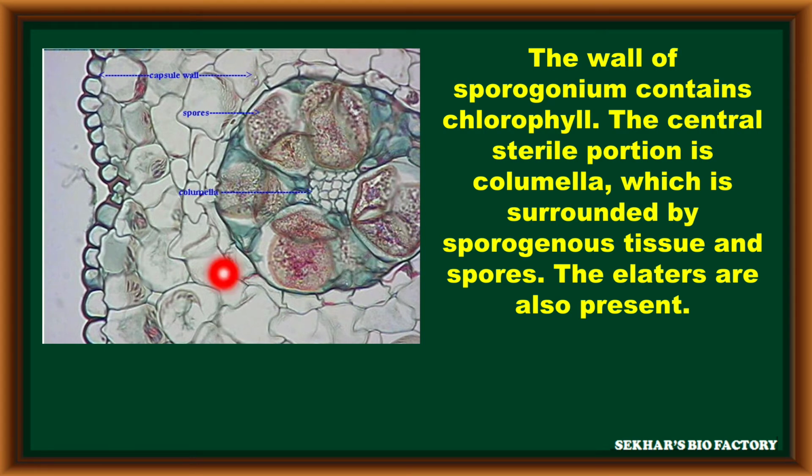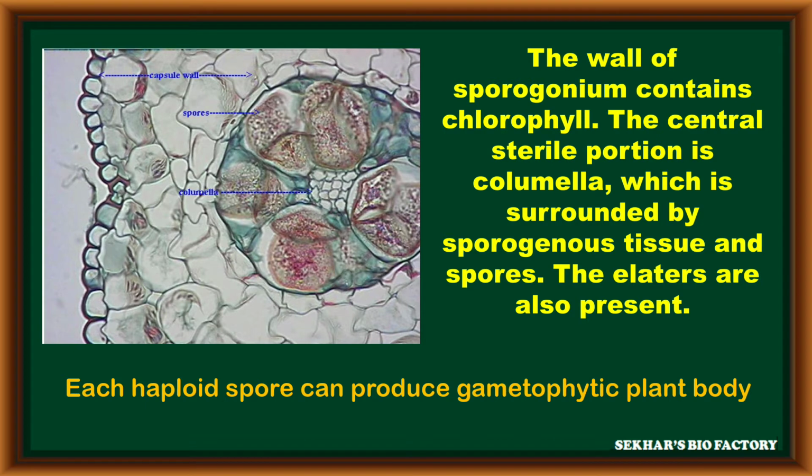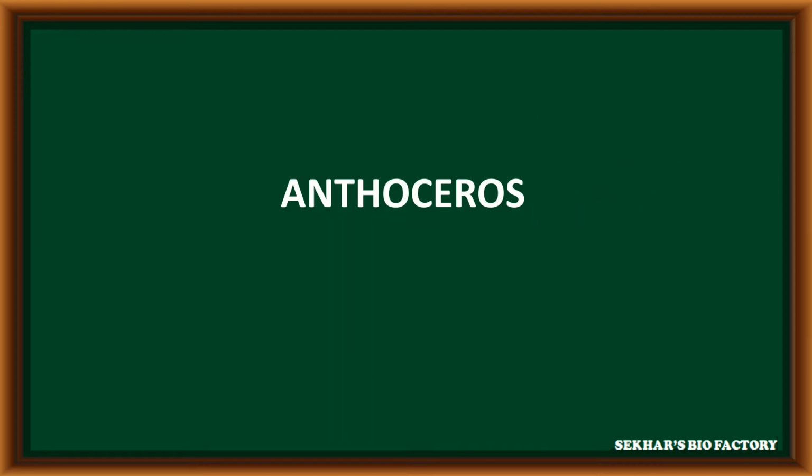The wall of the sporangium contains chlorophyll pigments, but the central sterile portion is called the columella, which is surrounded by sporogenous tissue, and spores along with elaters are also present. Each haploid spore, which is produced inside the sporangium from a spore mother cell by meiotic division, can produce a new gametophytic plant body in these members. One example is Anthoceros.